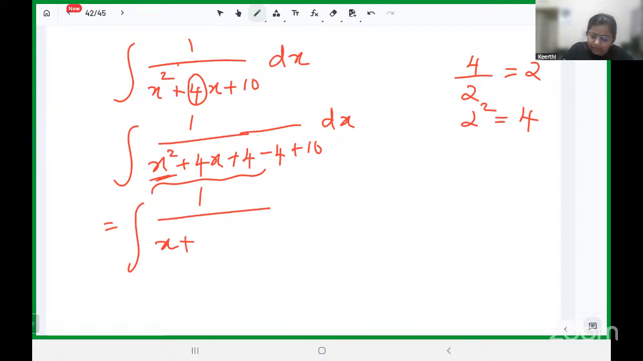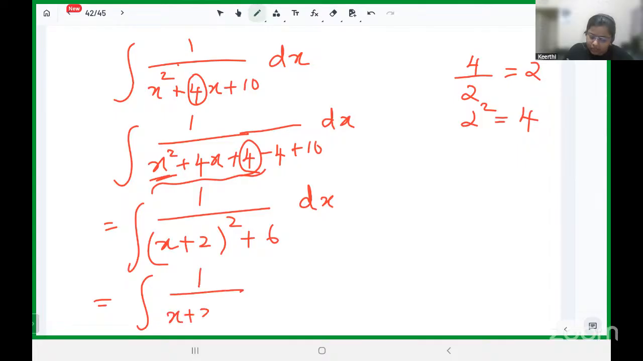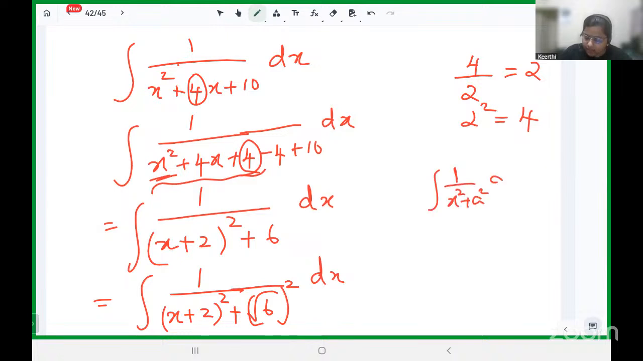Okay, so this will become integral 1 by, take the root of x square, that is x, then plus, take the root of 4, it is 2, (x plus 2) the whole square plus 6 dx. This can be written as integral 1 by (x plus 2) the whole square plus root 6 the whole square dx. And what is integral 1 by x square plus a square dx? It is nothing but 1 by a tan inverse of x by a plus c.